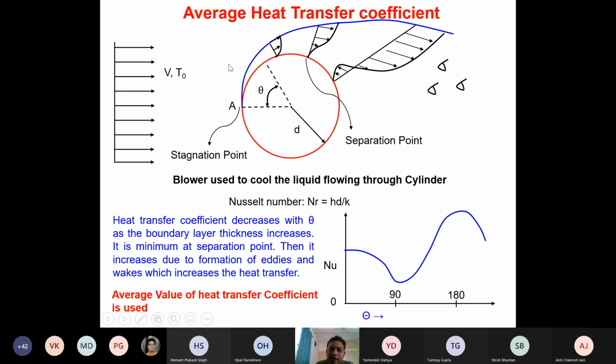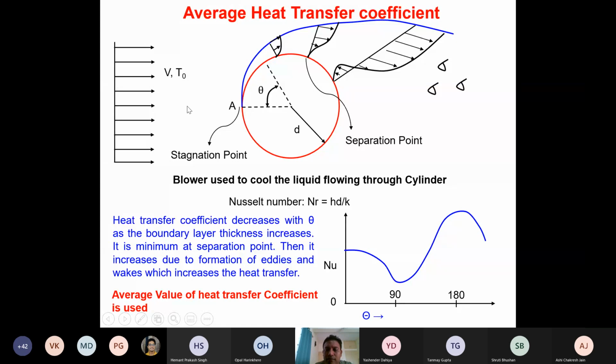So there is a pipe. In this particular pipe, the hot fluid is flowing, and this hot fluid is cooled down by air blown across the pipe. So this is nothing but flow across a cylinder. Here you can see the cylinder, the cross section of the cylinder I am showing here.